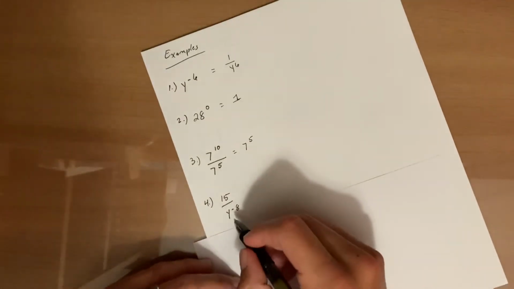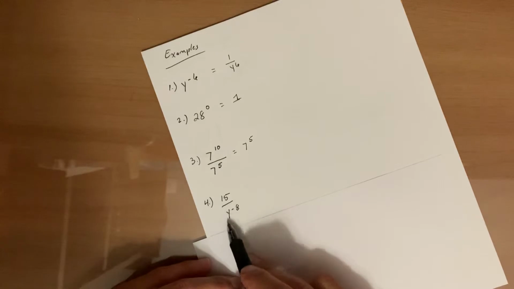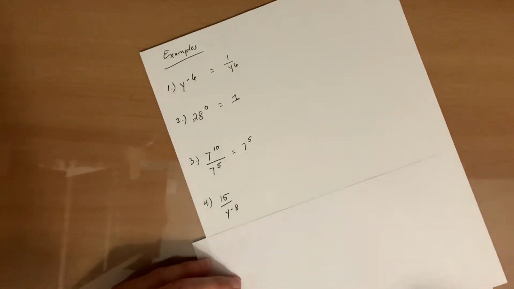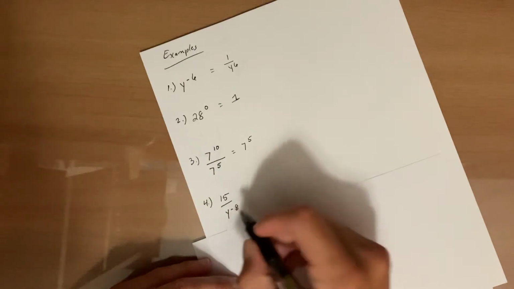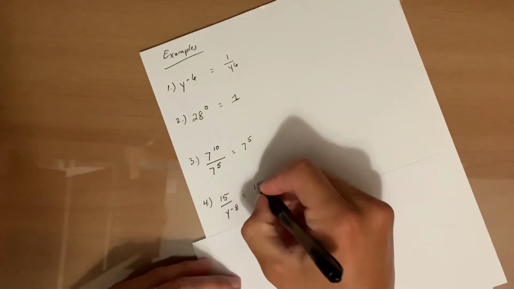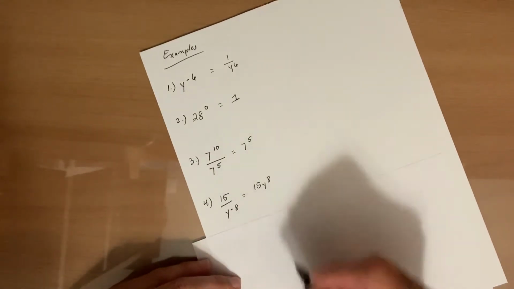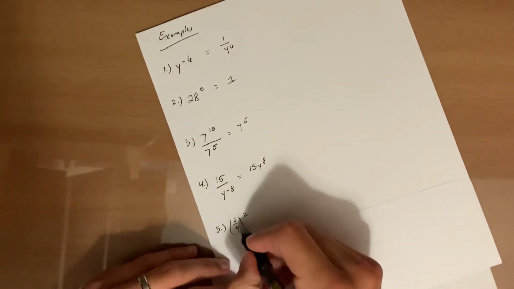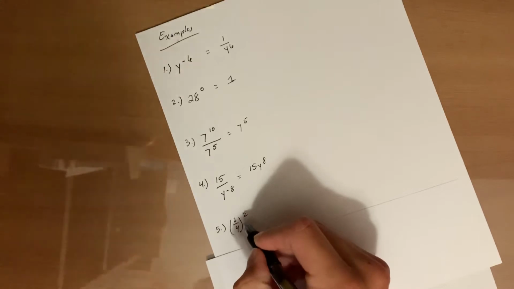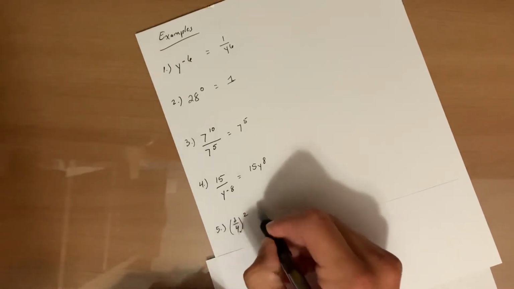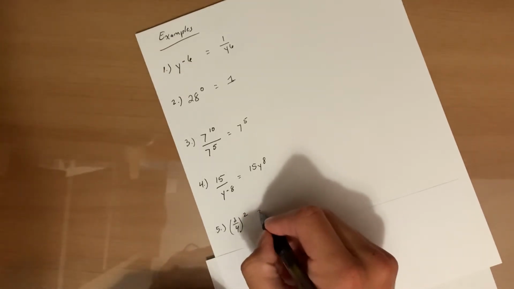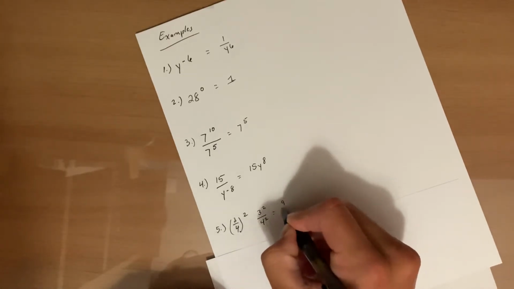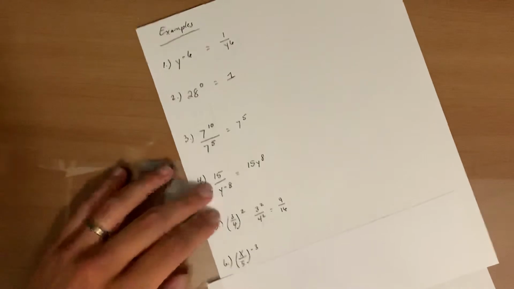Okay, down here, a little tricky. All right, I have 15 over y to the negative 8th. 15, I don't have to do anything to it. All I have to do is take my negative exponent in the bottom and move it to the top. So I get 15 y to the 8th. Down here, this would be power of a quotient. Okay, so I'm going to give the exponent to both the top and the bottom. So this is going to be 3 squared divided by 4 squared. And I could simplify that to 9 over 16.